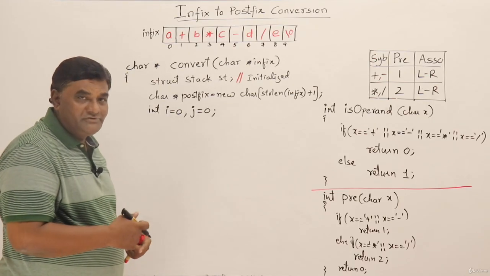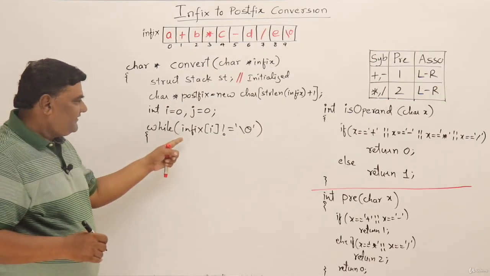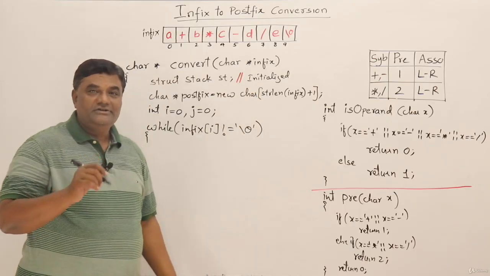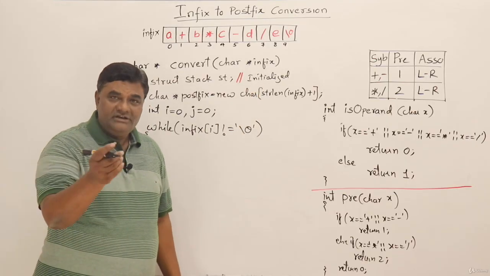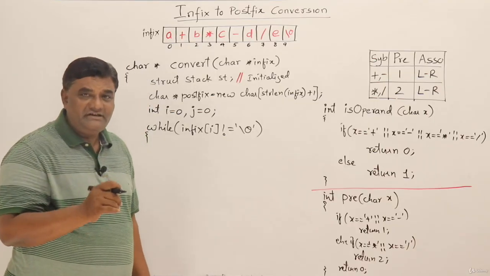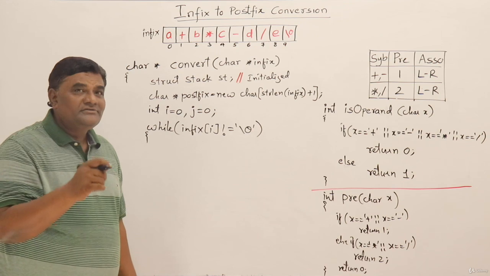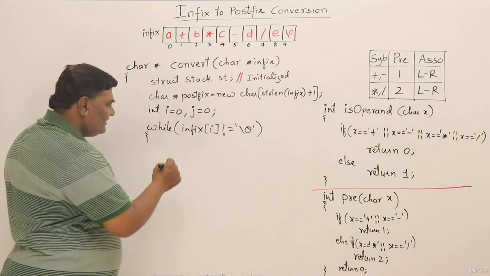So how long should that loop execute? Till we reach the null character: while infix of I is not equal to null. Until you reach null, continue. Then what do I have to do every time? If you remember the procedure, we were checking every symbol whether it is an operand or operator. If it is an operand, we were adding it to postfix. So that code I will write down.